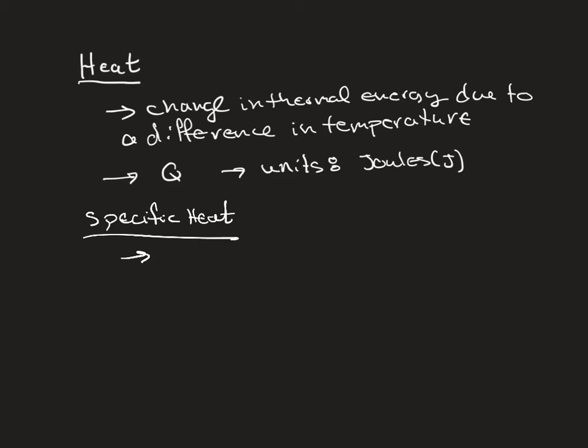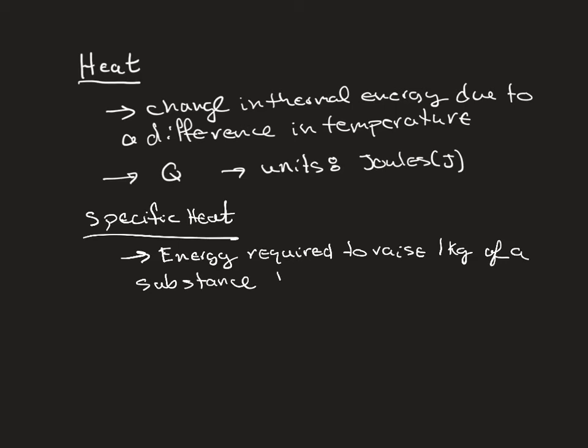Specific heat is defined as the energy required to raise 1 kilogram of a substance 1 degree Celsius. So this is a value that is going to depend upon the substance you're talking about. And the higher the specific heat, the more energy you need to raise the same amount of material the same temperature, as you do something with a lower specific heat.